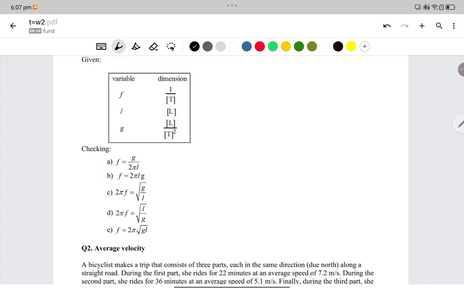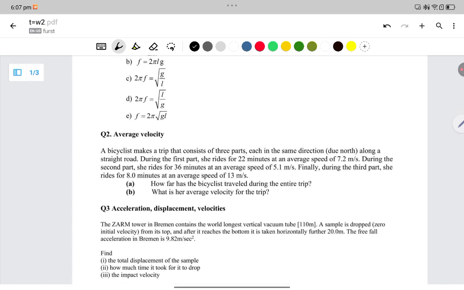Okay. Next question. A bicyclist makes a trip that consists of 3 parts, each in the same direction due north along a straight road. During the first part, she rides for 22 minutes at 7.2 meters a second. During the second part, she rides 36 minutes at 5.1, and then 8 minutes at 13. How far has the bicyclist traveled during the entire trip? How far has she traveled?